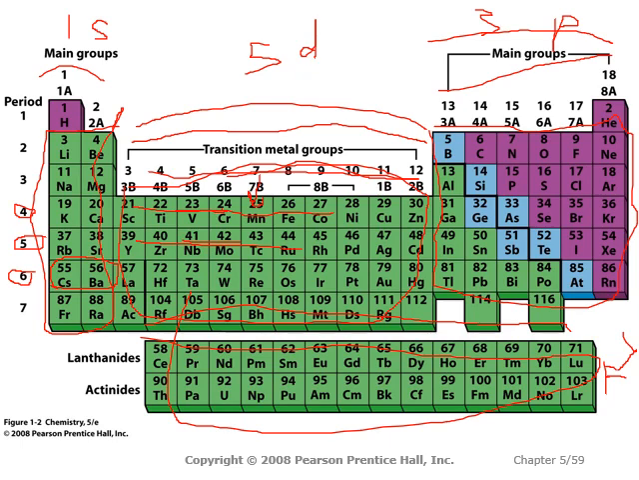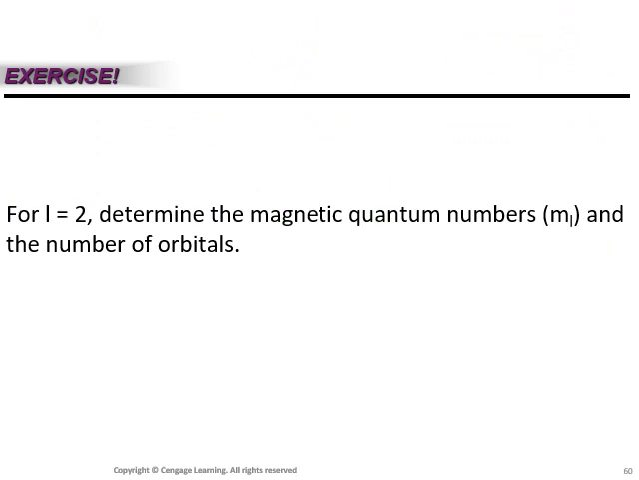Let's go to the next slide now. So for L equals 2, to determine the magnetic numbers and the number of orbitals, all you have to do is look at this number and take everything between +2 and -2. Or you can think about it in the way we've thought about it up to this point. If you're at L equals 2, can you remember the letter that we associate with that subshell? So it's S, P, D. So this is going to be D, right? D has 5 orbitals. So we already know the answer to that. It's 5.